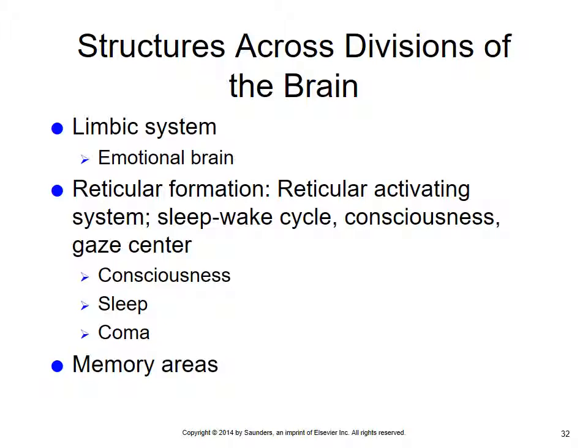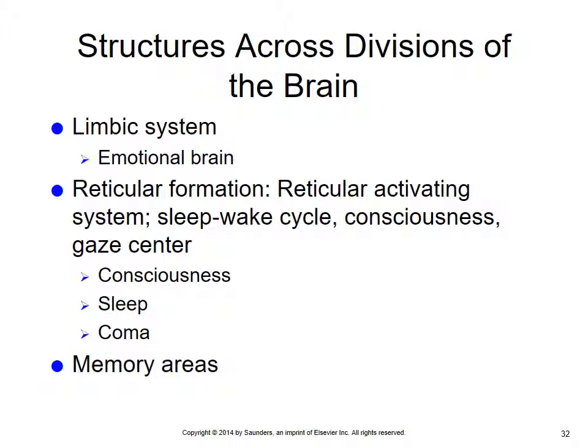Now we will address structures across divisions of the brain. These three important structures are not confined to any one division of the brain. They overlap several areas. The limbic system is a wishbone-shaped group formed by parts of the cerebrum and diencephalon. The reticular formation is responsible for maintaining consciousness and activating the sleep-wake cycle. It also contains the gaze center.